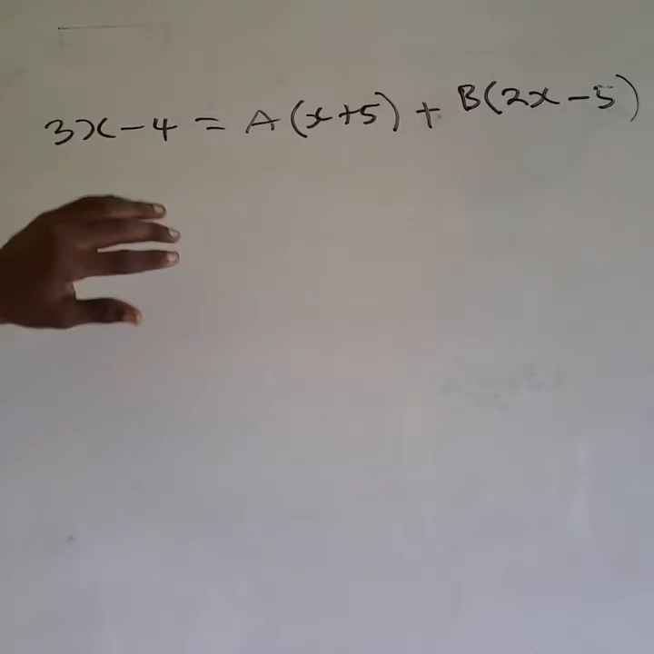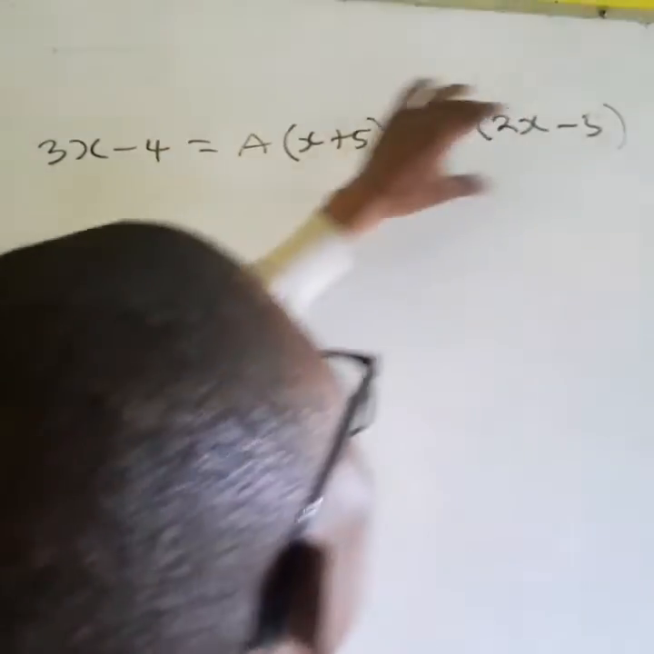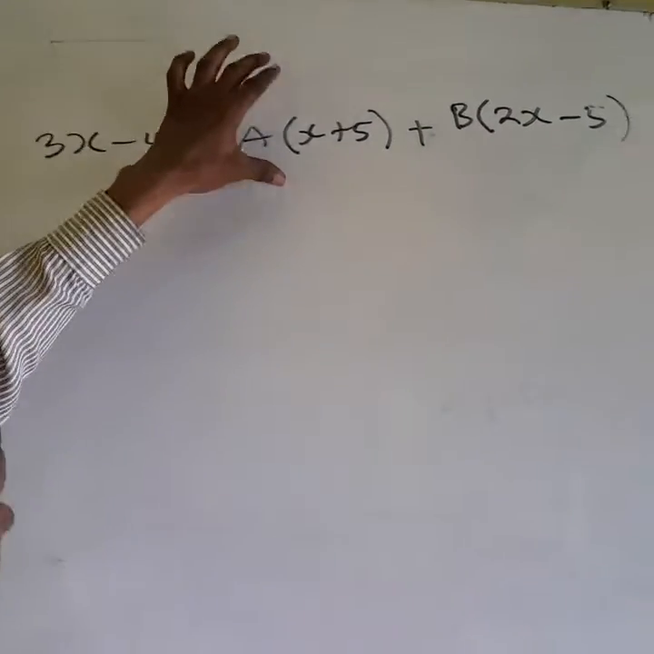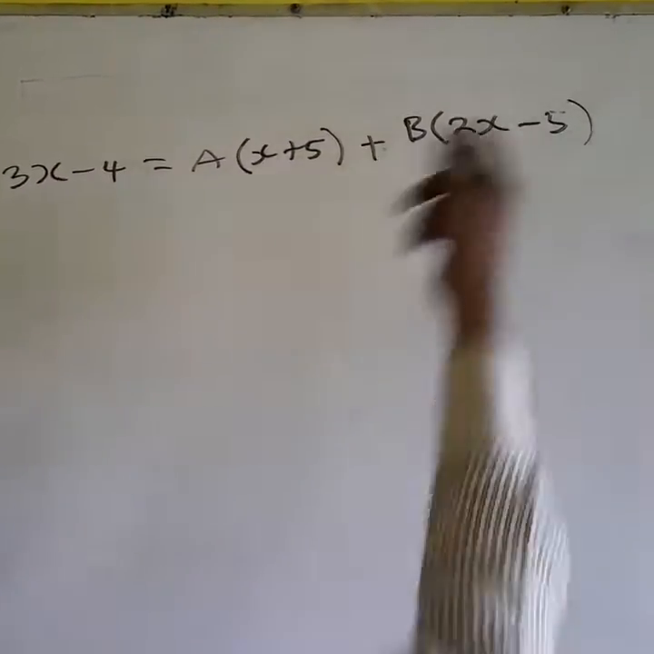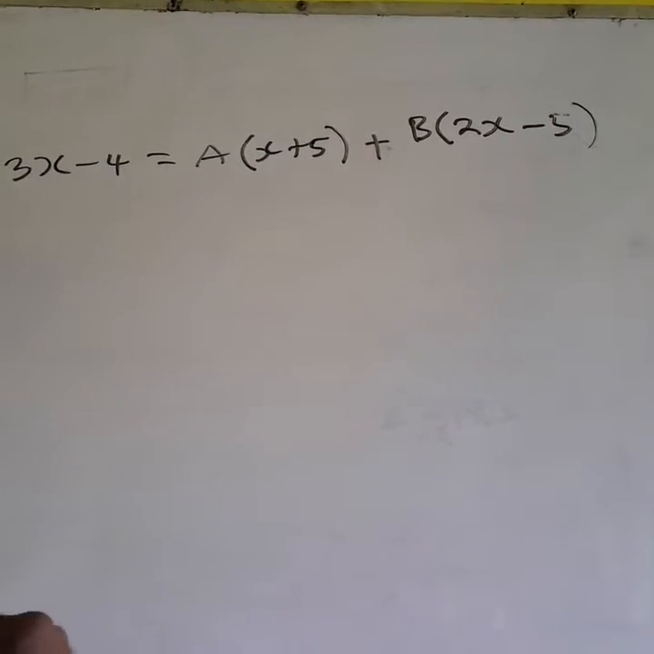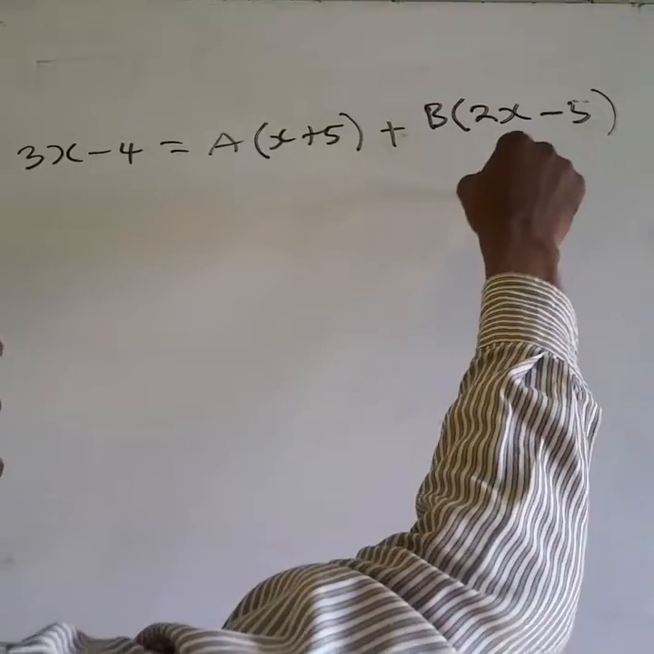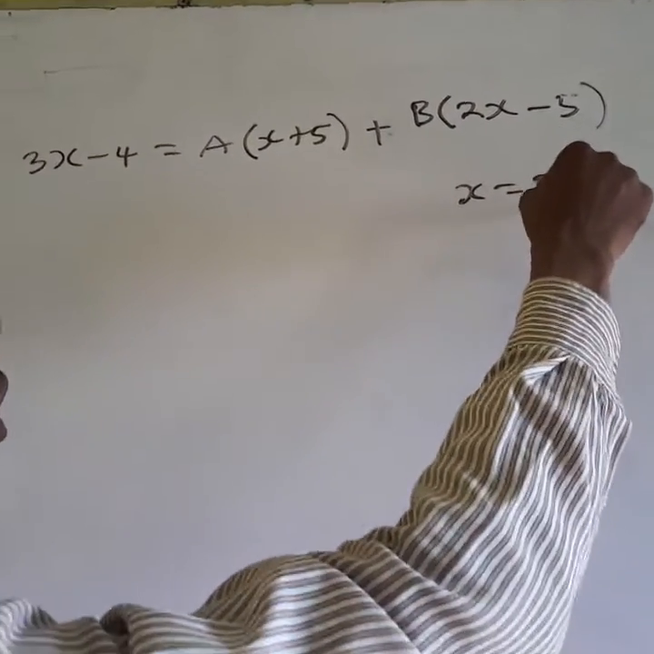Now we are going to cover up B to find A. So how do we cover up B to find A? From here you can actually get the value. If you equate this to 0, you have x is equal to 5 all over 2.